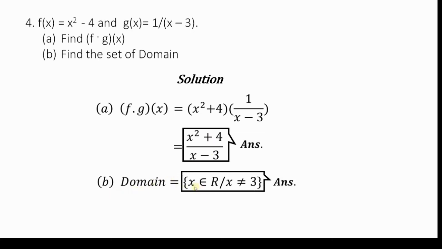The set of domain is x is a set of all real numbers such that x is not 3. Why x is not 3? Because if x is 3, in this denominator you have 0, which makes this term undefined. So we say that x cannot take on the value of 3, but it can take on the value of any other real number. So this is the domain of this function.